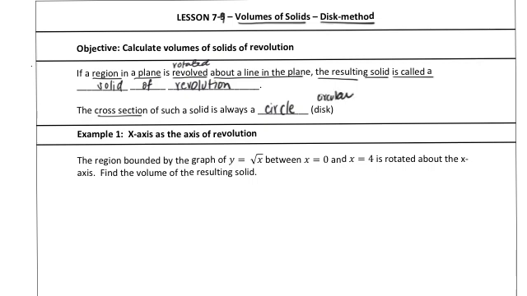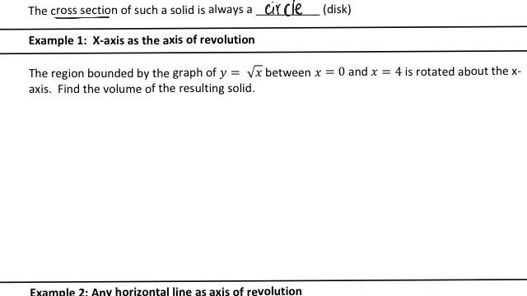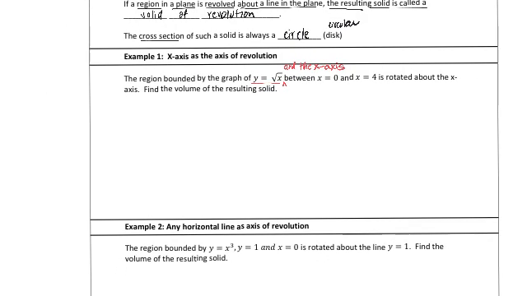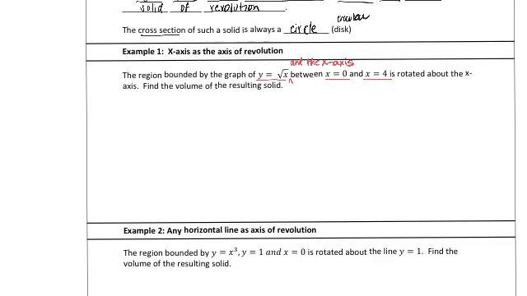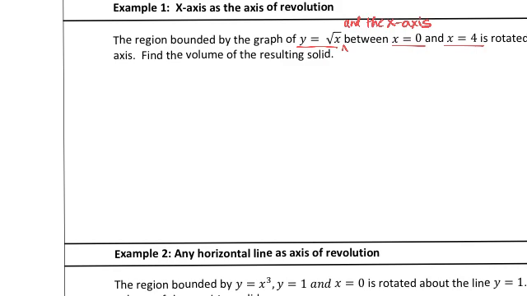Let me show you what I mean by taking this example 1. In this example, the region bounded by the graph of y equals rad x and the x-axis, please add those words in there. So we are looking at the graph of rad x, the x-axis, and then we're between x equals 0 and x equals 4.